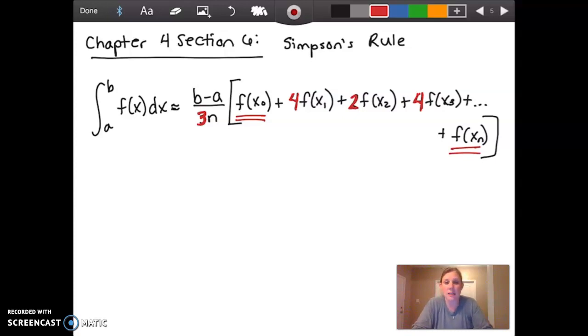So it does not necessarily have to be 4, 2, 4, then the last term, or 4, 2, 4, 2, and then the last term. It doesn't matter where the pattern leads off. You just have to stick with the pattern on the inside values.